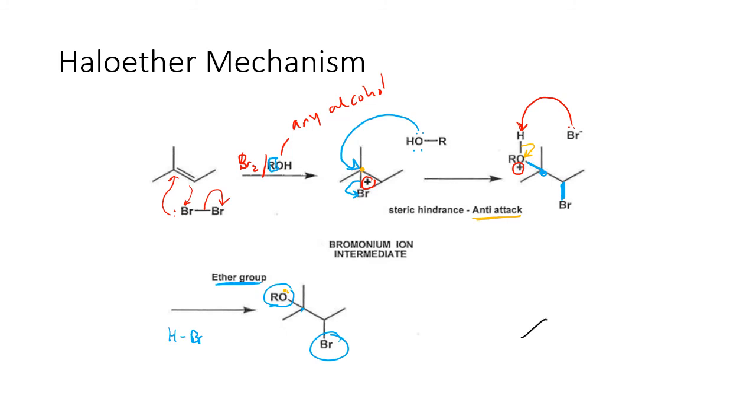And just to point out, if you started with Cl2, you would have this. You would have a chloro group there instead of a bromo group because you would have a chloronium ion intermediate. And so the mechanism is exactly the same. We've just been using Br2 in our example. But you could substitute what your initial halogen is.